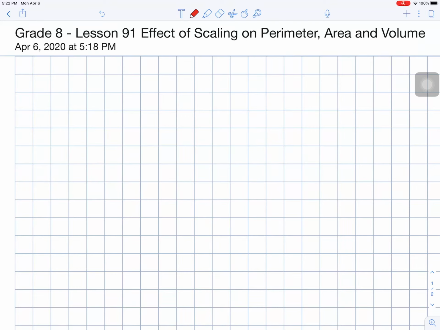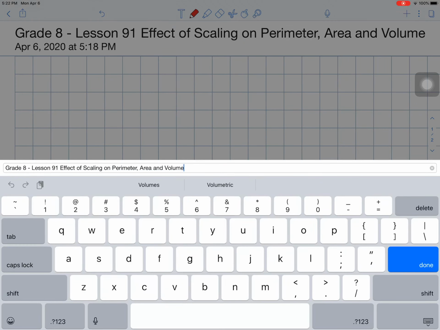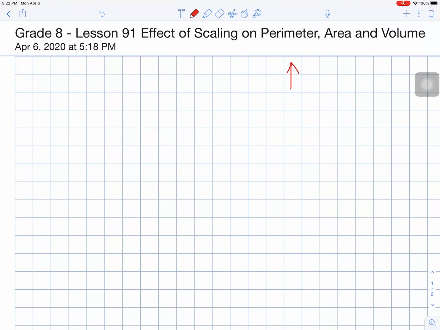All right, grade 8, we're live here. We're going to talk about three concepts here. Scaling of perimeter. Oops, sorry, I went up here. We're going to talk about perimeter, area, and volume. And what does scaling have to do with that? So we talked a little bit about scaling.